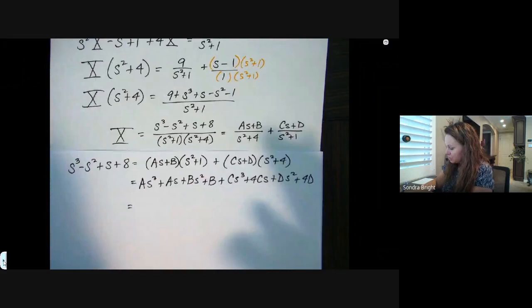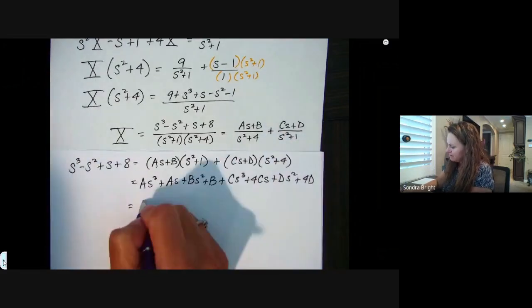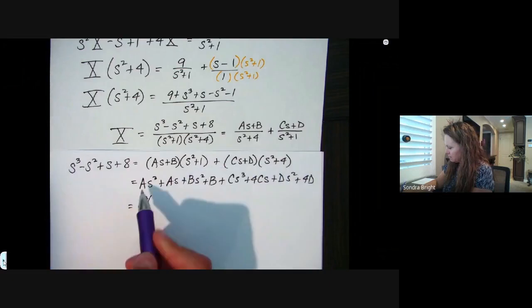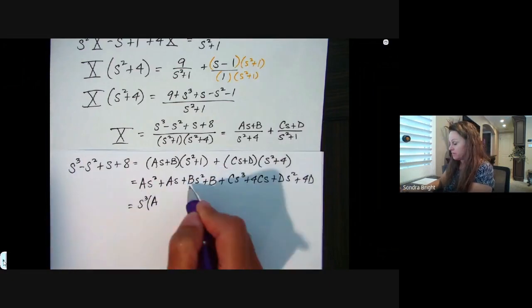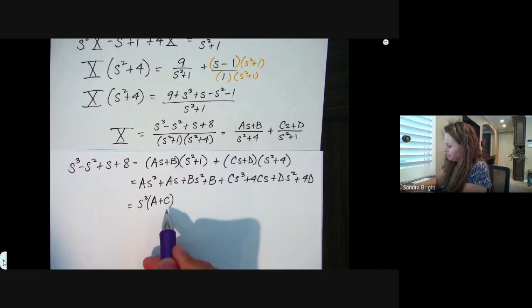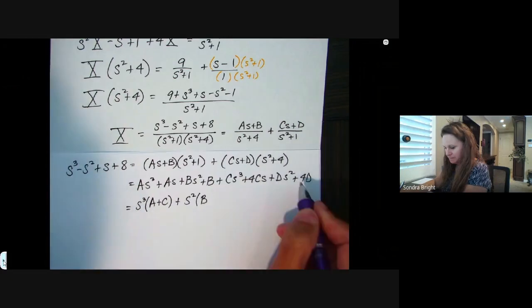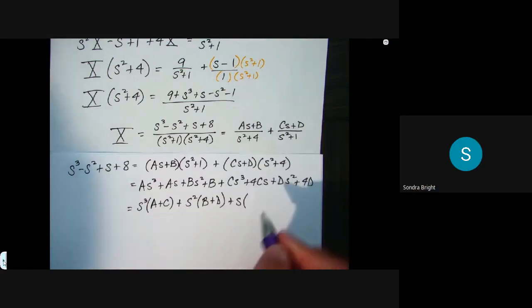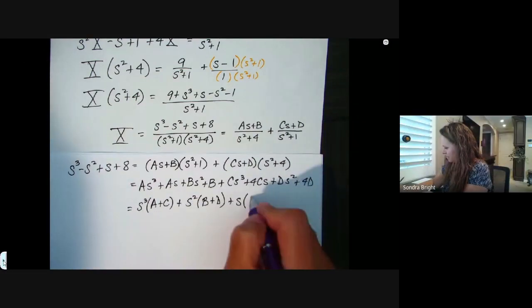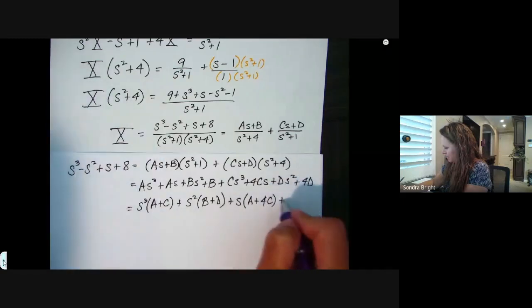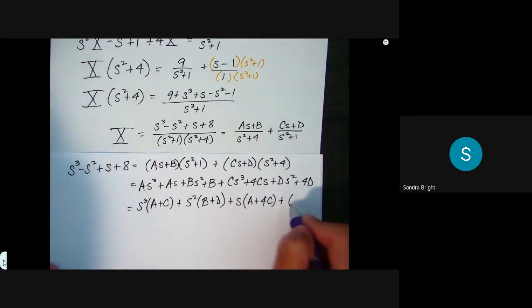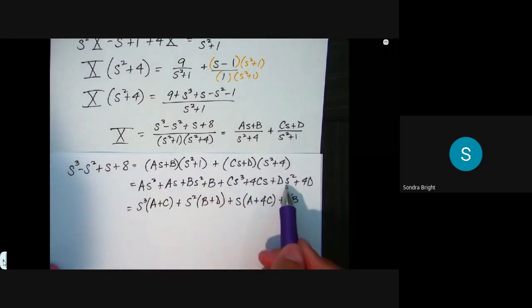We've got s cubed. I have an a and a c. So a plus c is the coefficient on s cubed. Then I have s squared times b plus d. I have an s times a plus 4c. And then my constant, no s, would be b plus 4d.